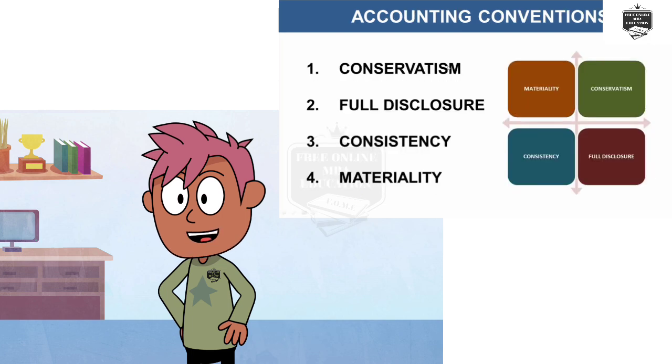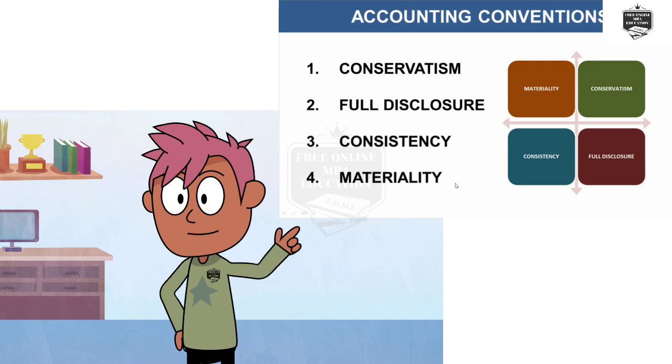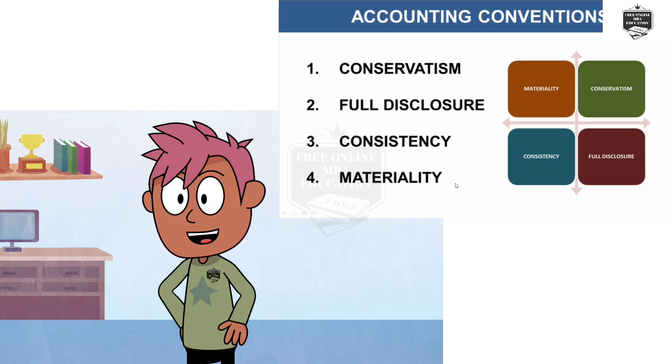Now let's see some of the accounting conventions. First is conservatism, second is full disclosure, third is consistency, and fourth is materiality. As we already discussed, conventions are practices that can be followed. These are not mandatory, but they are suggested because they make the accounting procedure more reliable and satisfactory. So let's start with understanding these accounting conventions.